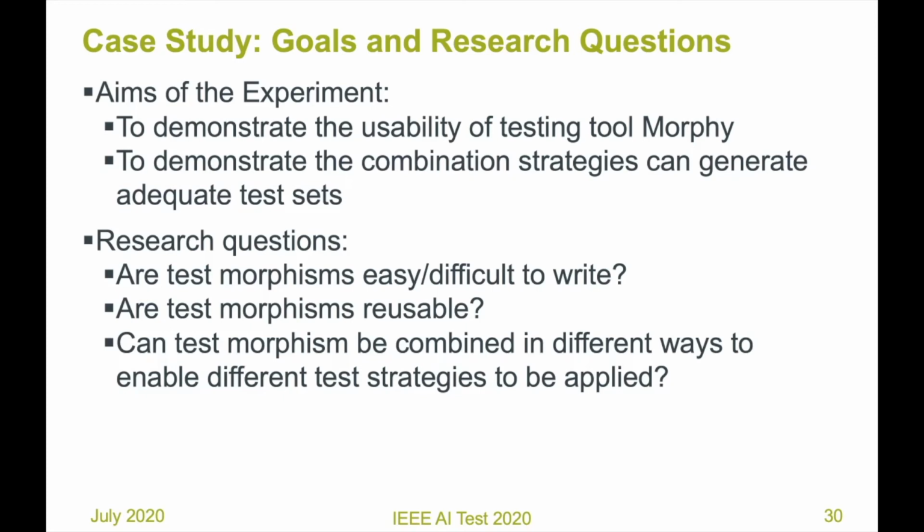We have conducted a case study to validate the hypothesis we gave at the beginning of the paper. The aim of the experiment is to demonstrate the usability of the testing tool Morphy and to demonstrate that the computation strategies proposed in the paper can generate adequate test sets. The particular research questions we address here are whether test morphisms are easy or difficult to write, whether test morphisms are reusable, and whether test morphisms can be combined in different ways to enable different test strategies to be applied.